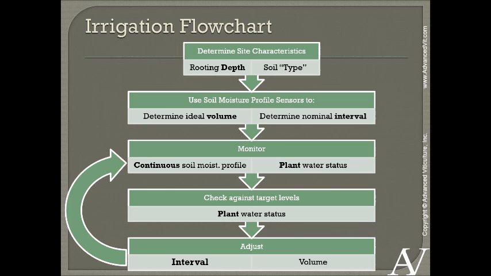Then using the soil moisture profile sensors to determine a sort of a nominal volume and then a nominal interval between irrigations. That's going to change. We start and do what I call trial and error, or iteration, of volume and interval for our irrigation, and using the probes to really give us a lot of feedback on how to change that.